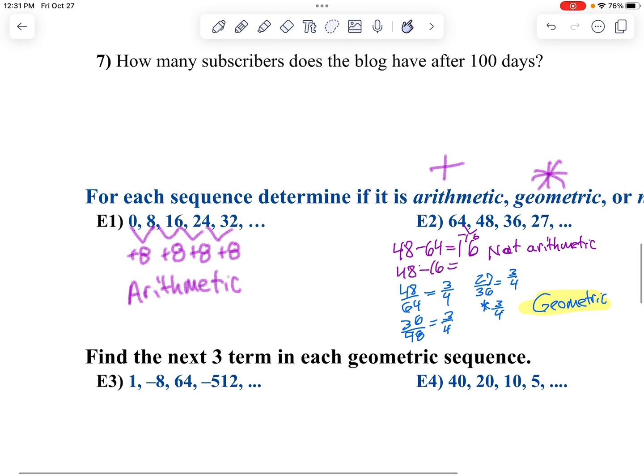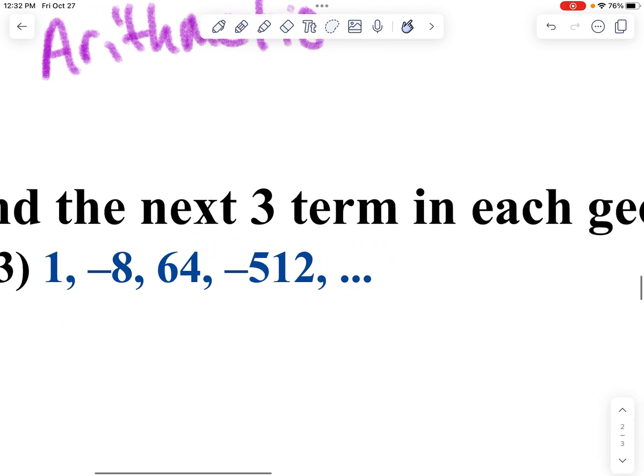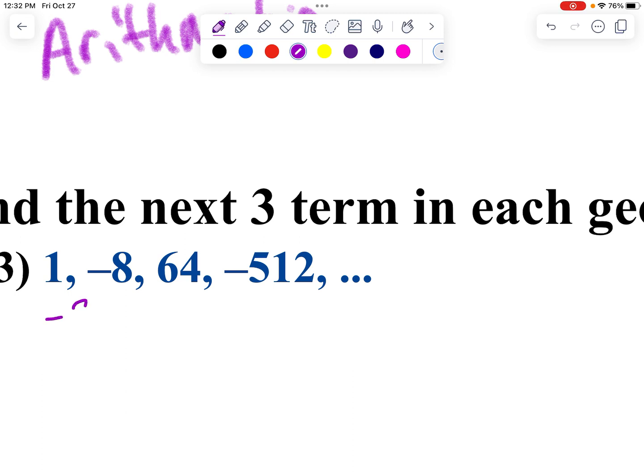Now, on example 3, we're going to kind of do the same thing. I'm told it's geometric, so I just want to find the next 3 terms. Might have to use my calculator on this one. Since I know it's geometric, I'm just going to take my second term divided by my first term. So negative 8 divided by 1 is negative 8. So notice what I'm doing is I'm multiplying by negative 8 each time.